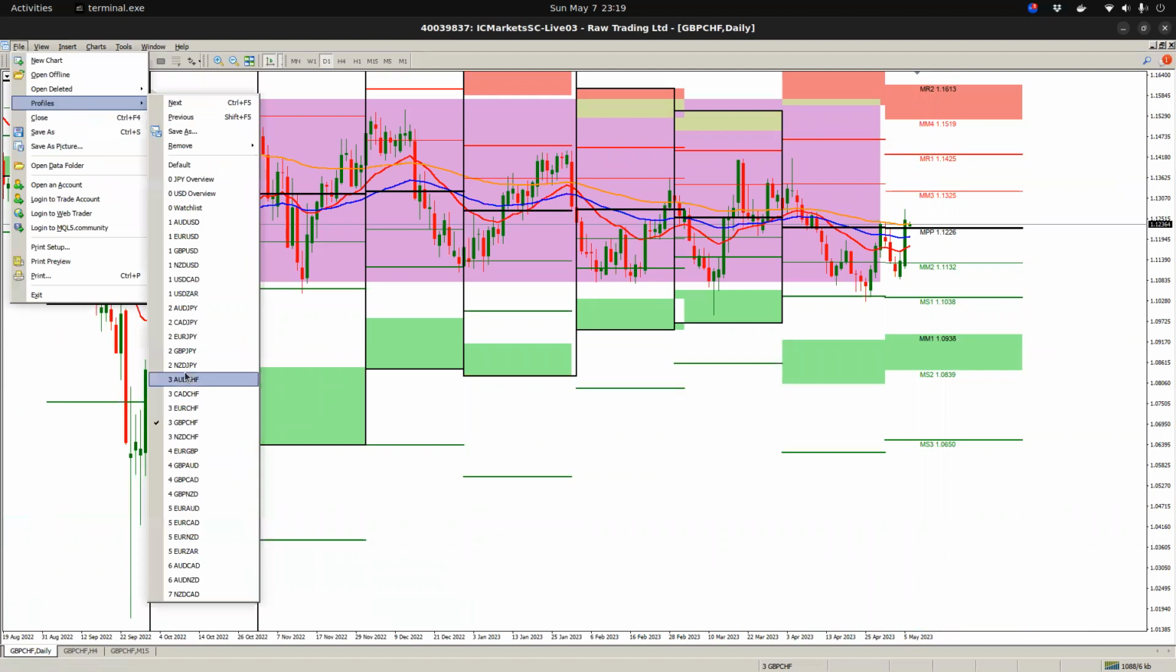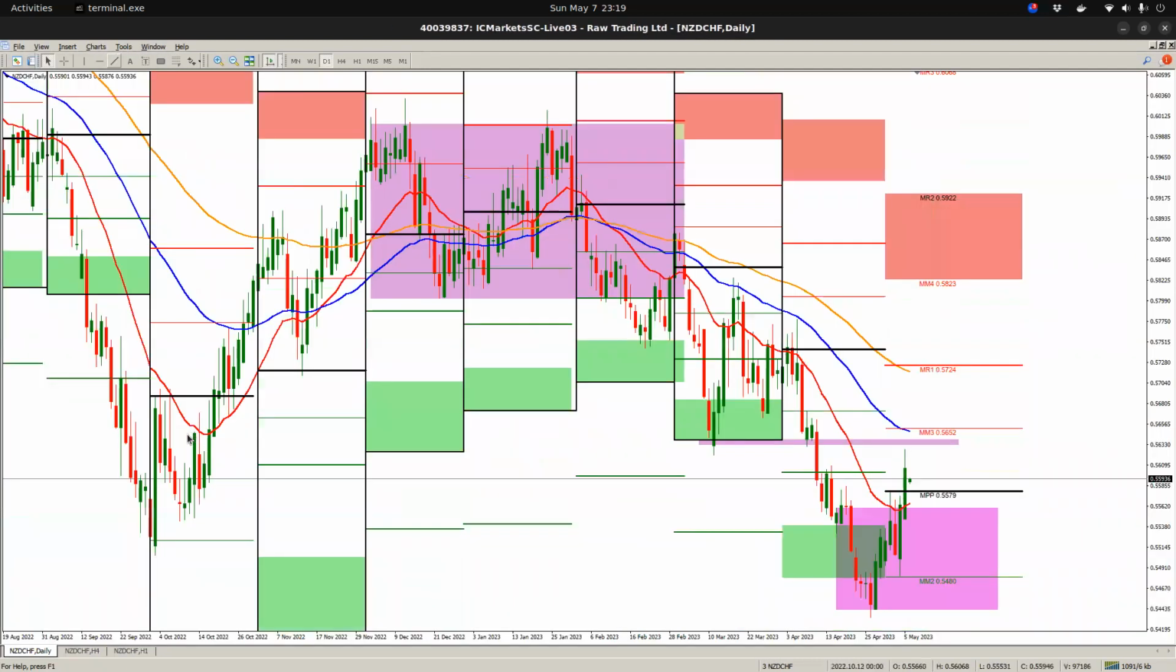I'm looking for Swiss franc strength as well, also a seasonal play. And then you can see here, Kiwi Swissy, we also said when price came off the 21 EMA, wait for price to make a lower low. And if it does, then sell a lower high.